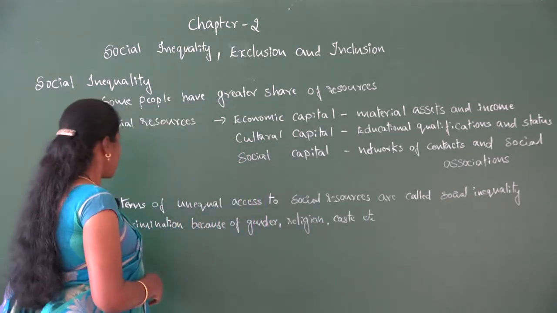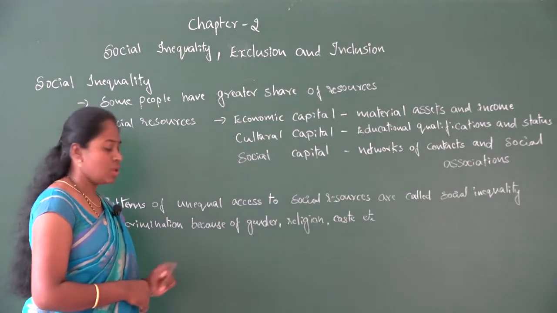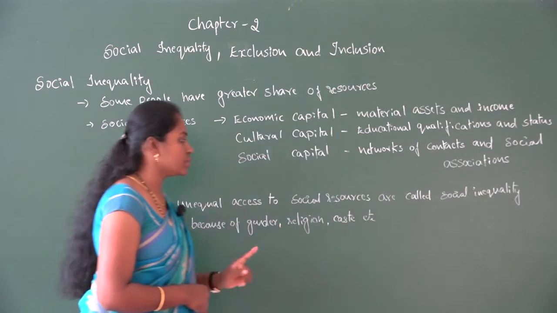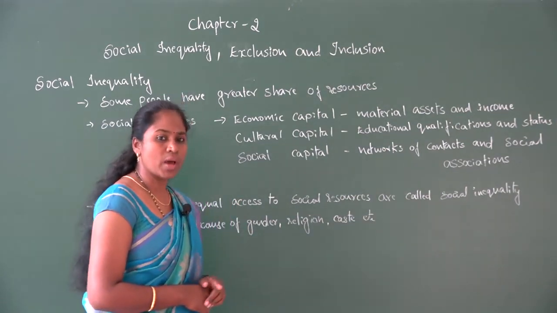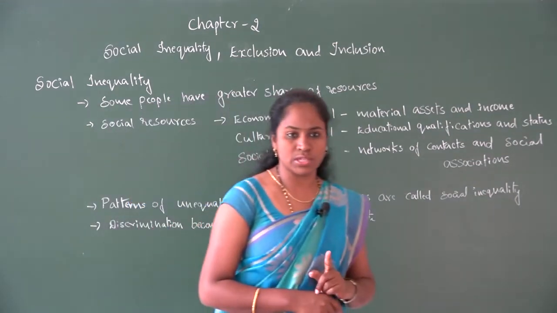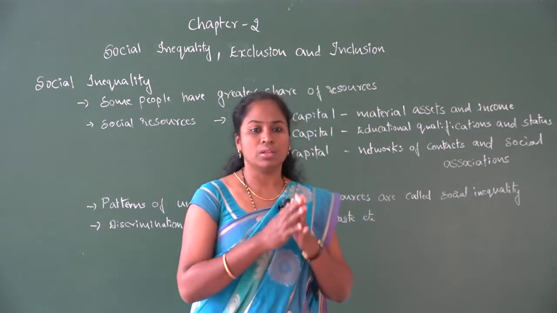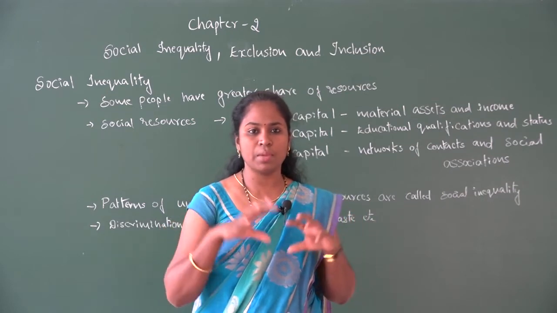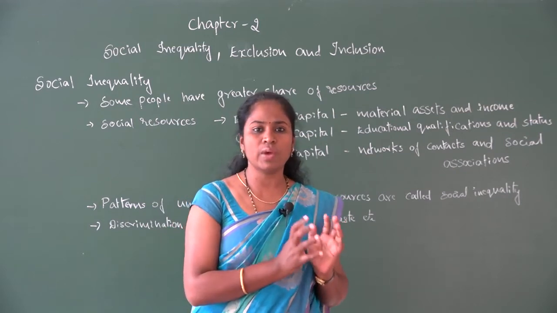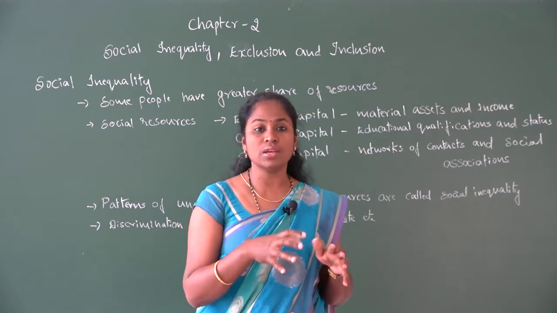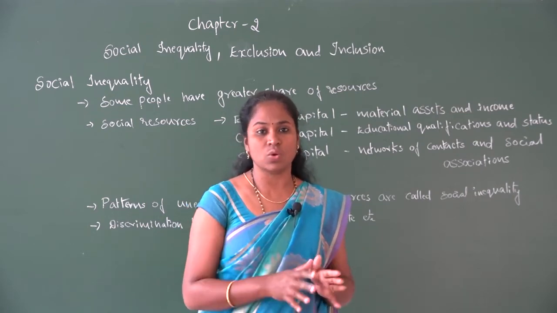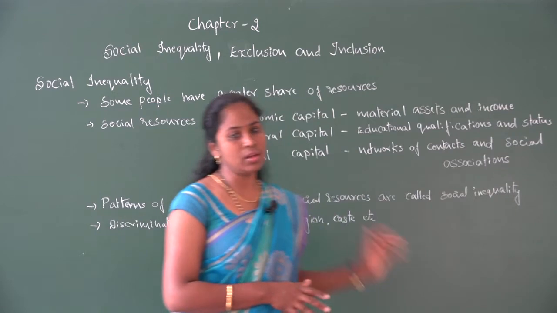Then the meaning of social inequality, commonly we say like this: patterns of unequal access to social resources are called social inequality. Where do we have unequal resources in the society? Some people have very high resources and some people have very few resources. That is the difference between one group and another group. This difference is called social inequality in the society.